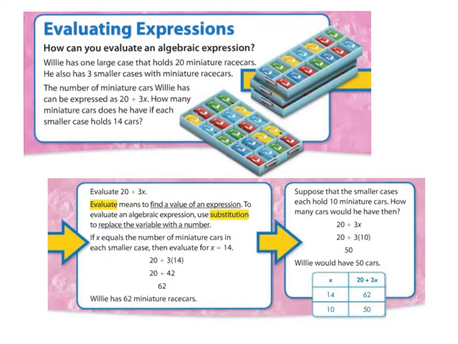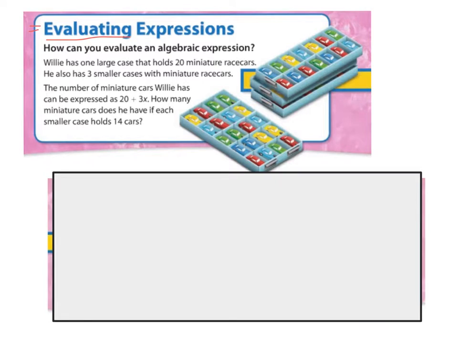All right, so we are evaluating expressions. Remember, when you see the word evaluating, you should think an equal sign, because that's what it means. You're finding what something is equal to. How can you evaluate an algebraic expression? Also remember that an expression does not have an equal sign. It's just going to be something like this, 20 plus 3x. Notice how there's no equal sign, so we call that an expression.